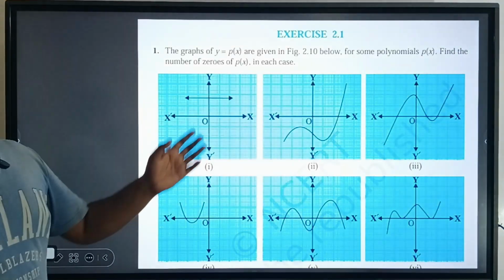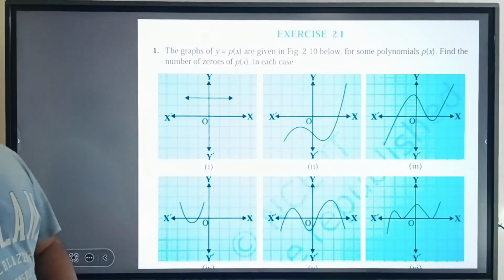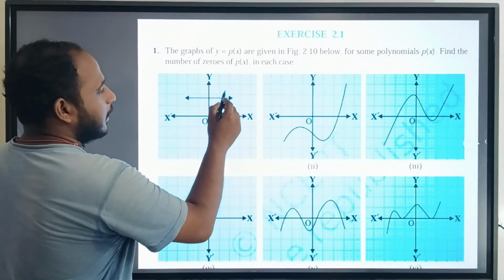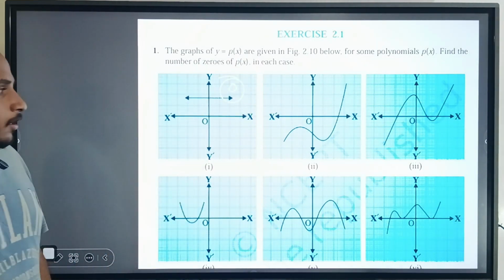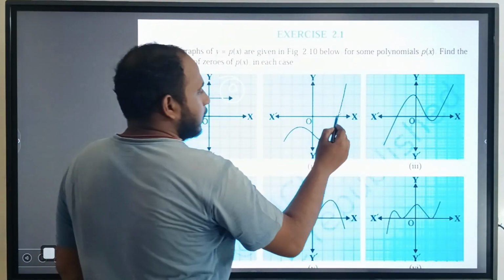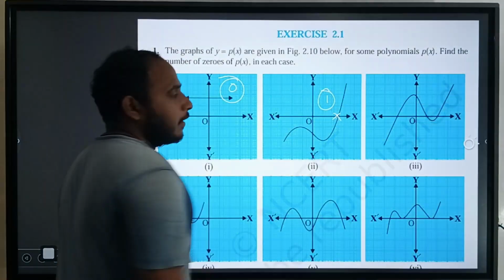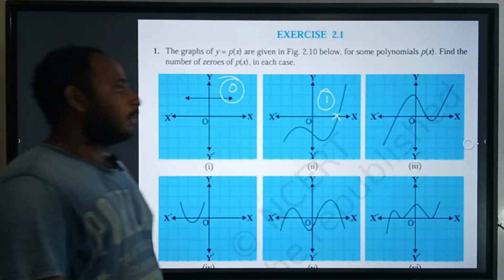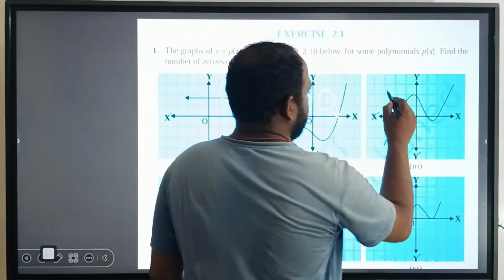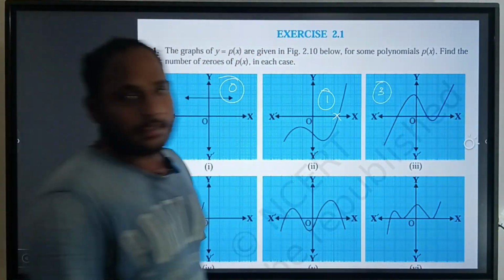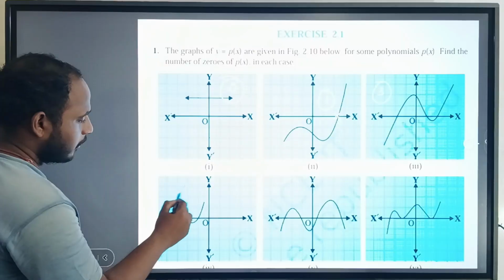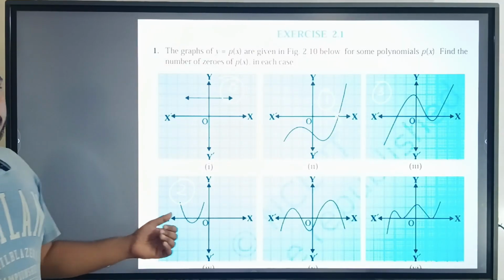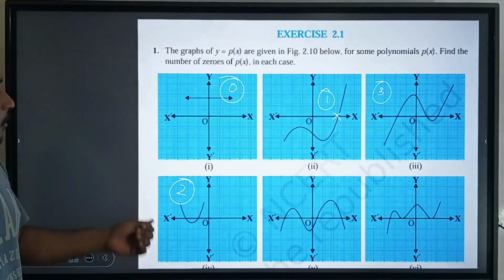Now we will move to exercise 2.1. For this polynomial, the graph does not cut the x-axis. Therefore, this polynomial has no zeros. This polynomial cuts the x-axis at only 1 point. Therefore, the number of zeros is 1. For this graph, it cuts the x-axis at 3 points. Therefore, the polynomial has 3 zeros. Here, the graph cuts the x-axis at 2 points. Therefore, the polynomial has 2 zeros.